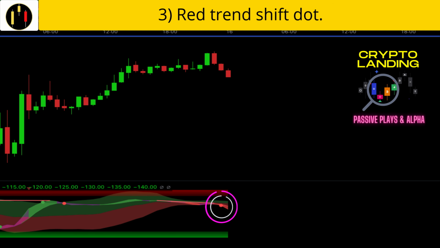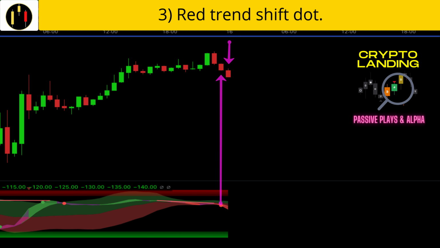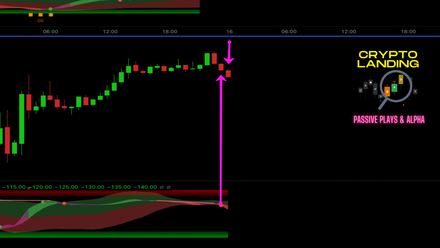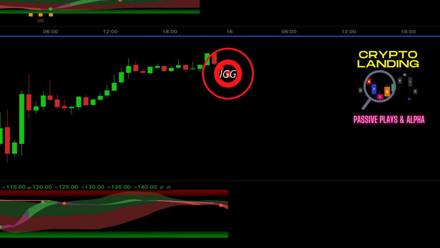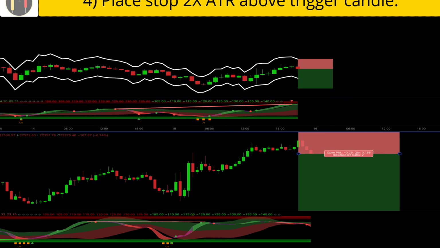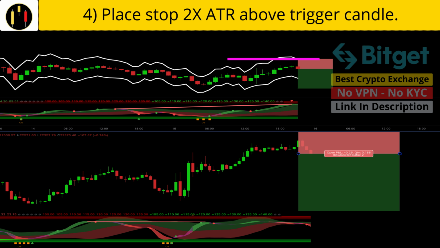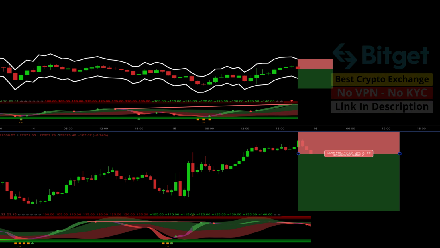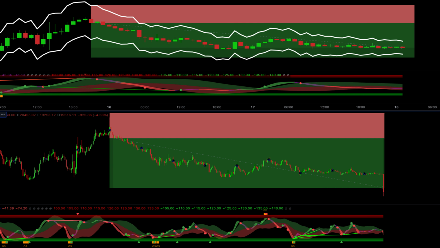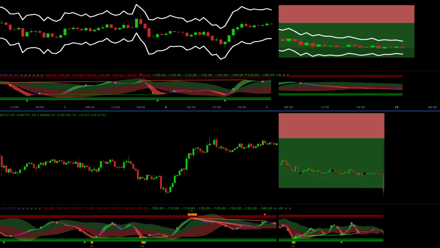Finally, a red dot appears on the micro range band, and remember, the dot will appear on the close of the following candle. All of that happens on this candle here. That is our trigger candle. The stop is placed at 2 times the ATR on the 1-hour chart, and the target is 2 times risk. And after a long while, short example 1 hits the target.